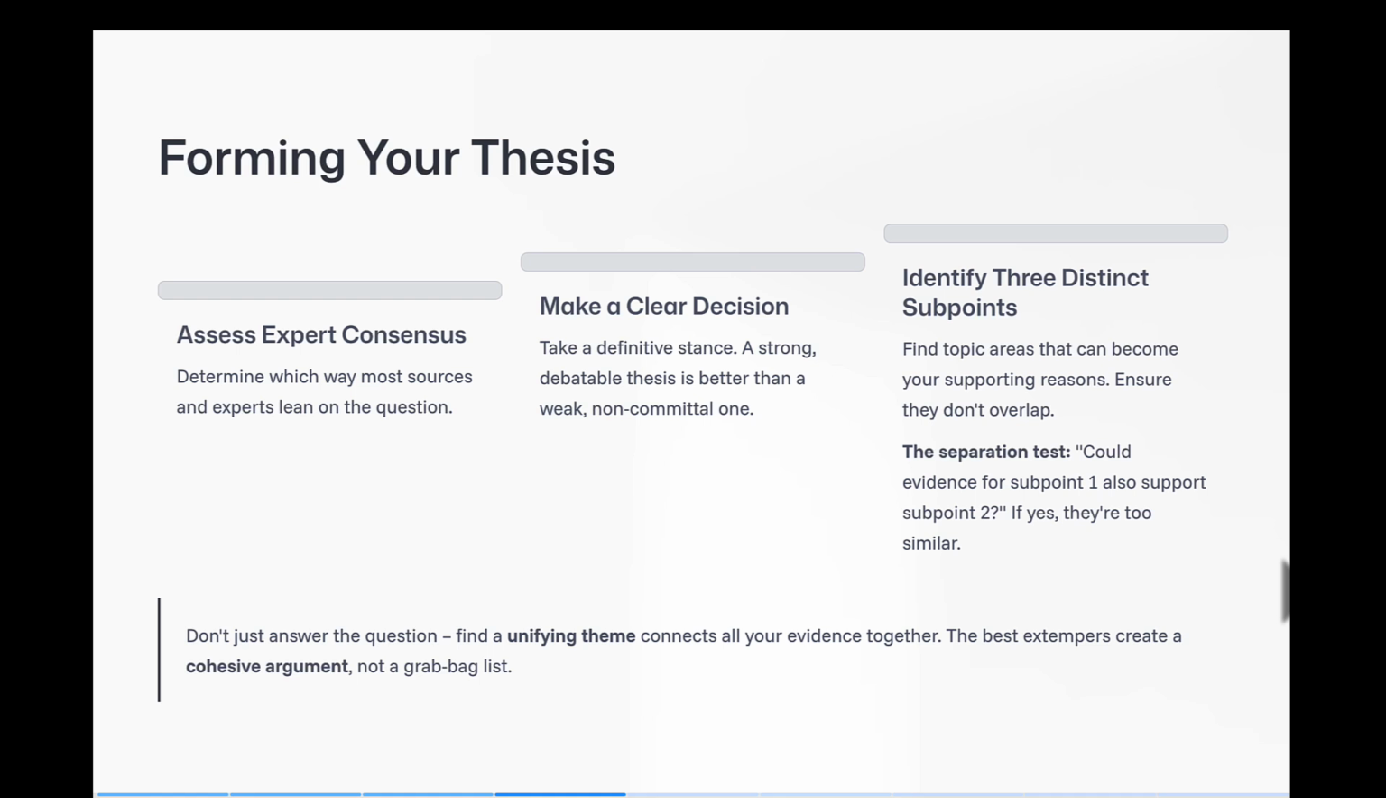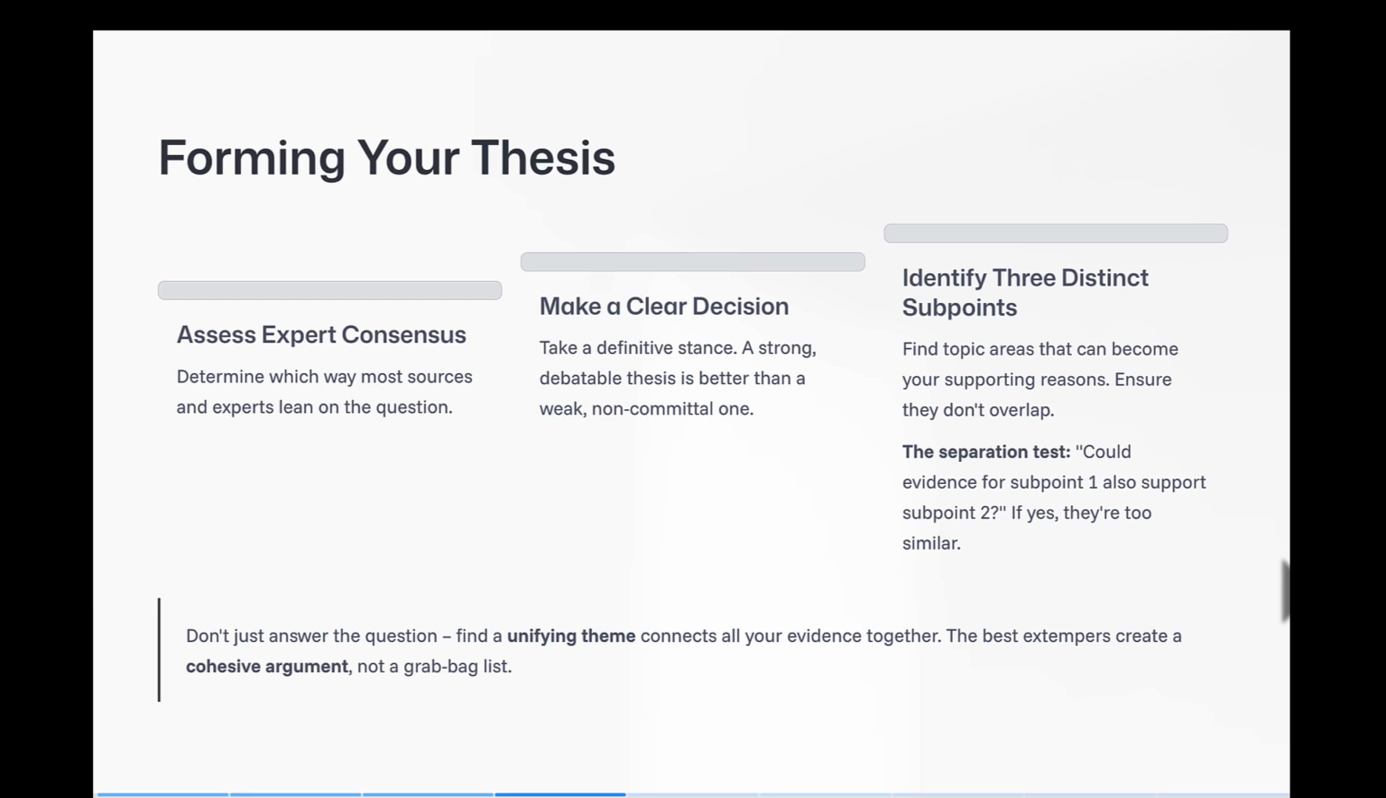That's where you can start to create your overall thesis and brainstorm it. The important thing, as you're trying to identify those three disparate subpoints, is that you don't just answer the question with a yes or no and then three subpoints, but you start thinking about finding a unifying theme that connects all of your evidence together. I'm going to talk about that in a moment in more depth. But the key point for right now is that the best extempers create a cohesive argument, as opposed to a grab bag list where the three subpoints are so disconnected and disparate that they have nothing to do with each other.